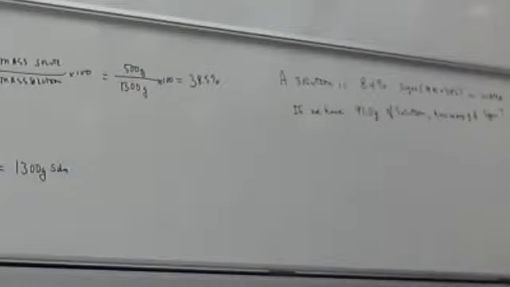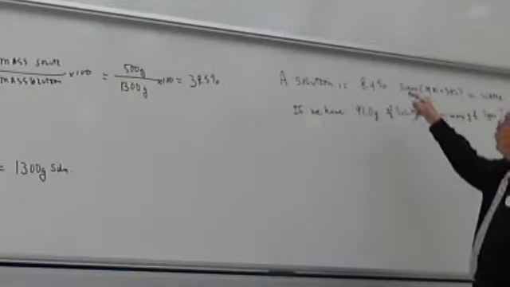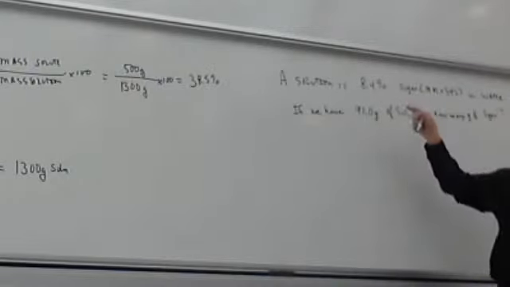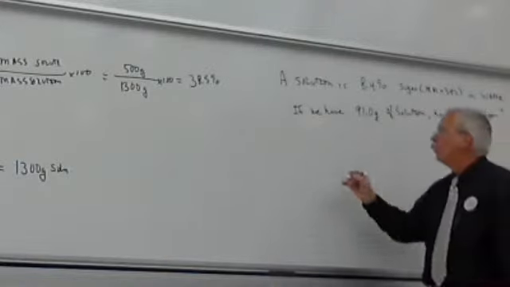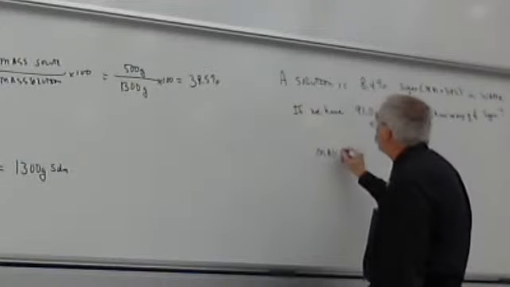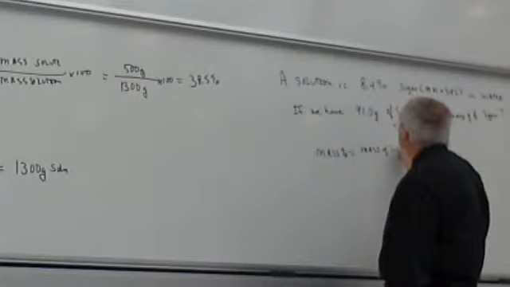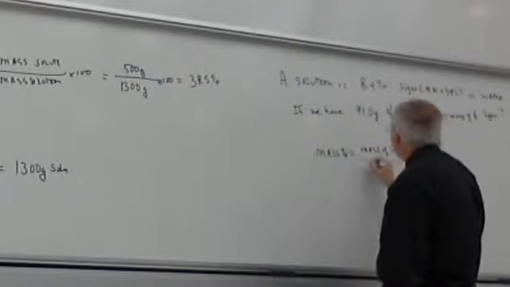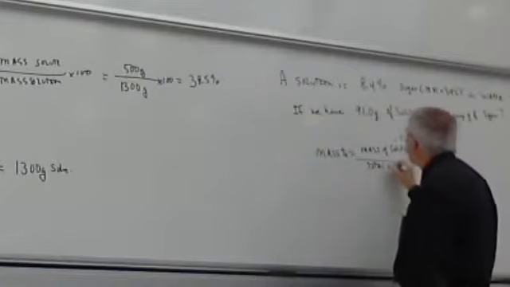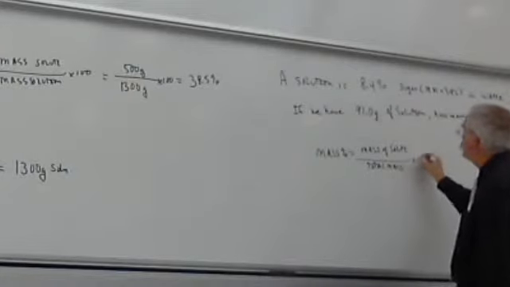Let's work it out. Well, again, mass percent is the key. Mass percent formula. So I can simply write down that the mass percent is equal to the mass of the solute over the total mass of the solution times 100. And then I go through my problem and try to pick out the pieces that I have.